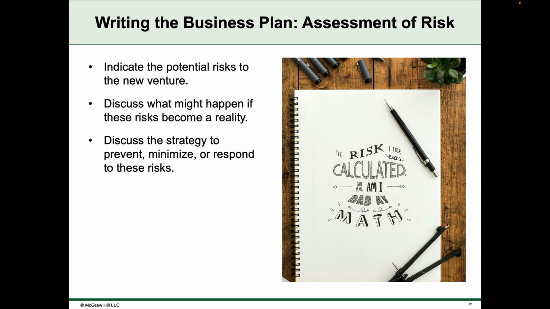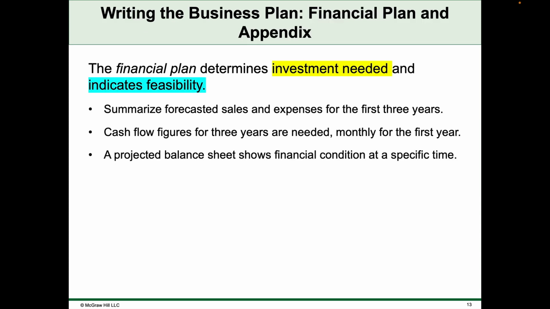Next, you'll have an assessment of risk. And this is important because it lets the venture capitalists know that you have thought about the potential risks, and therefore you have also thought about how to manage them. Next, you have the financial plan and the appendix, and this is really wrapping it up. Your financial plan is going to determine your investment needed, and it also indicates, is this feasible? And is this going to make the venture capitalist money?